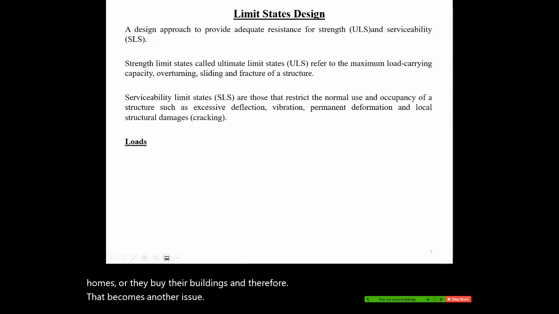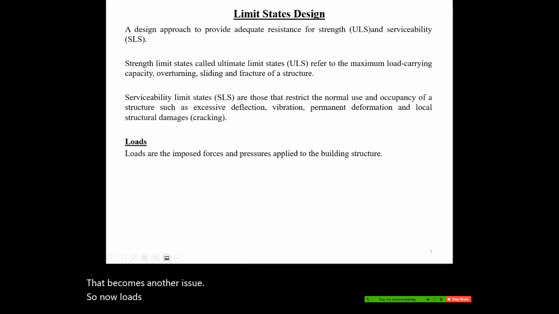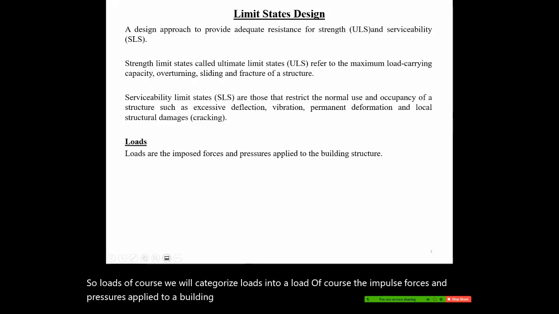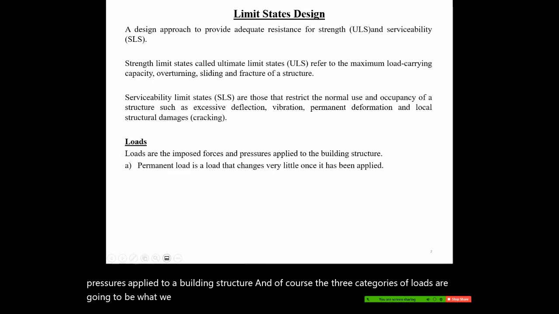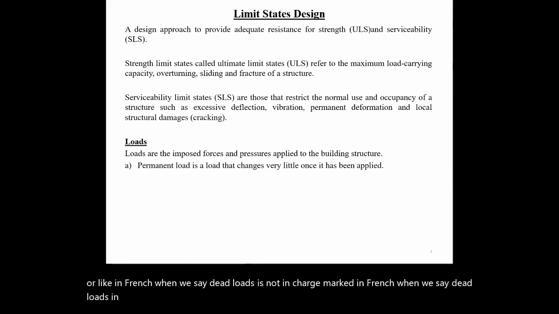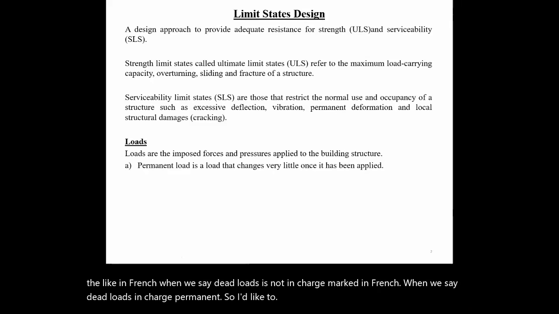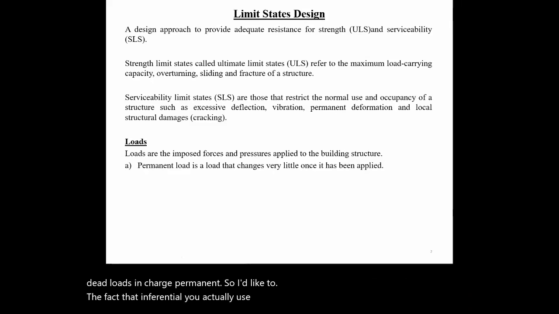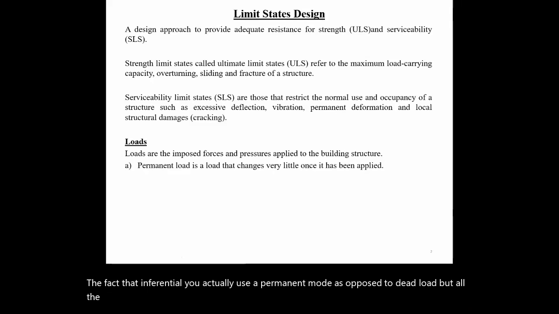So now loads. We will categorize loads. A load is of course the imposed forces and pressures applied to a building structure. The 3 categories of loads are the permanent load, and people also call this the dead load. I like the word, like in French, when we say dead loads, it's not une charge morte. In French, when we say dead loads, it's une charge permanente. So I like the fact that in French, you actually use permanent load as opposed to dead load, but all the textbooks talk about dead load.